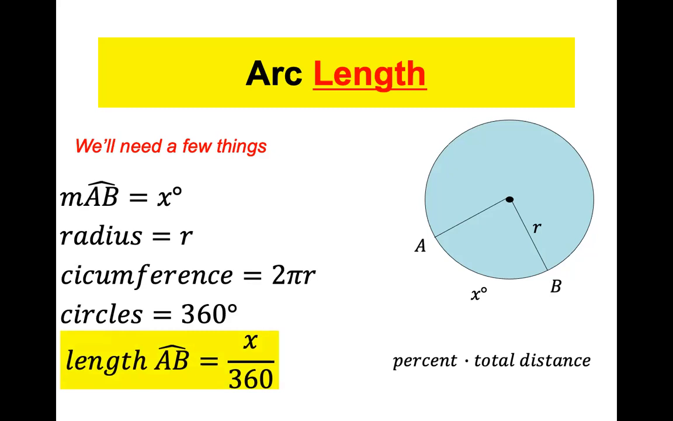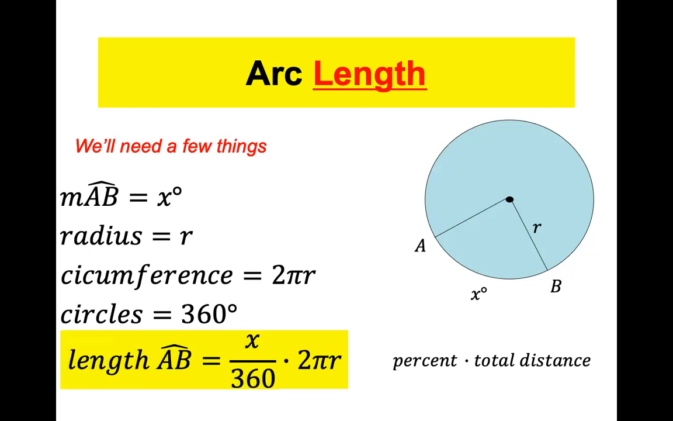Hey, if the central angle is 180 degrees, half of the circle, 180 over 360 is 50%, right? If it's a quarter, then it's 90 degrees. 90 divided by 360 is 1/4. We take that percent and we multiply it by the total distance. The total distance is the circumference. There's your formula. We'll write it down here in a second.